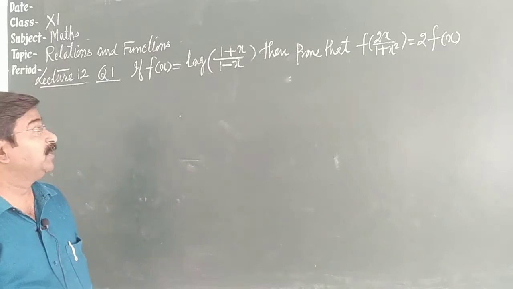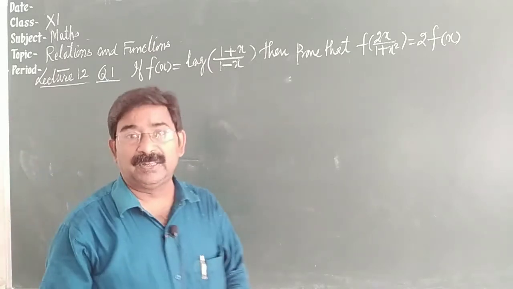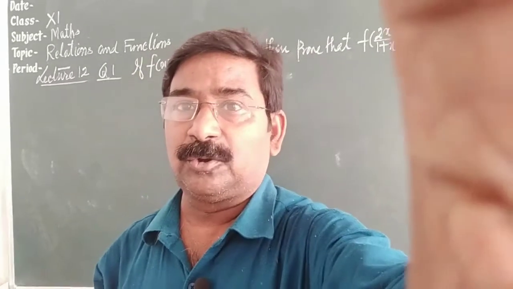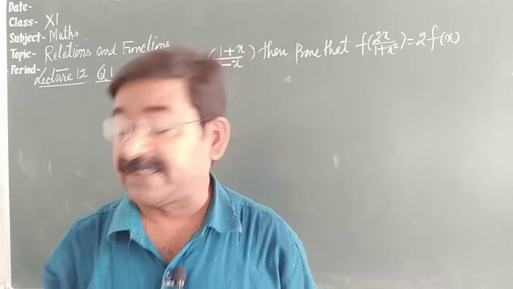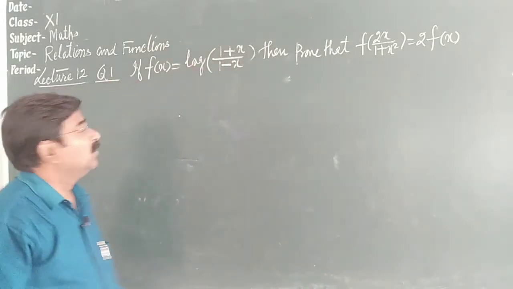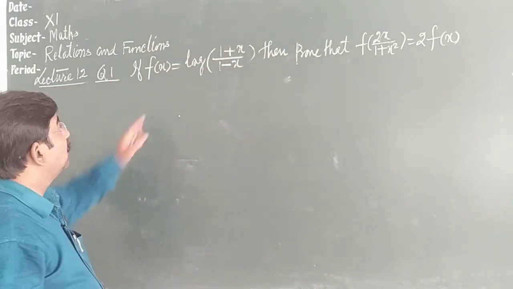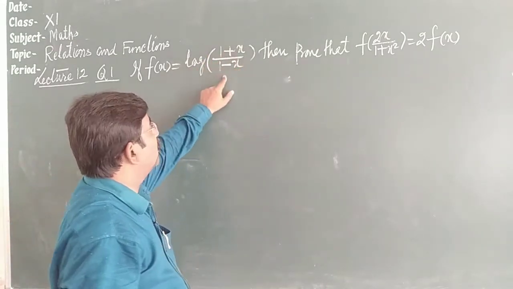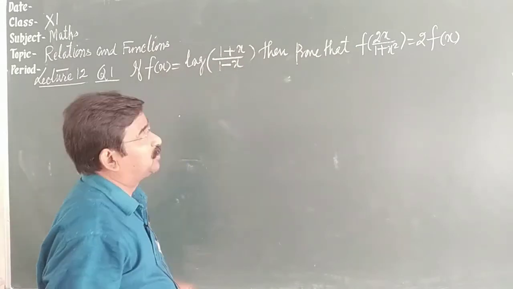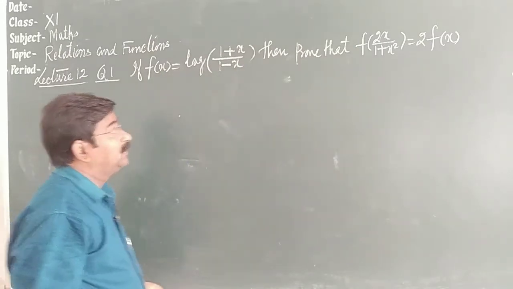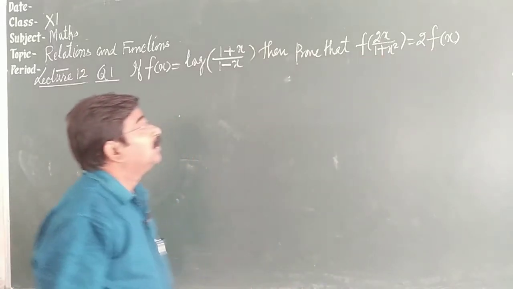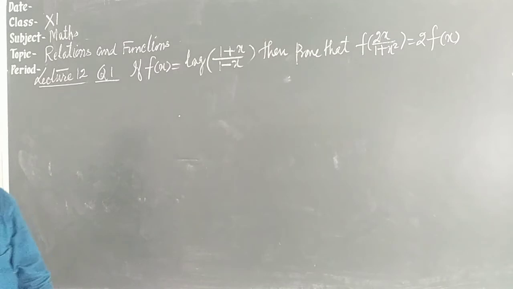This is a new question for you. Logarithm is not given in your book and in your syllabus also. So let us try. Very simple thing. f(x) is equal to log of (1 plus x upon 1 minus x). Then we have to find f of 2x upon 1 plus x square.